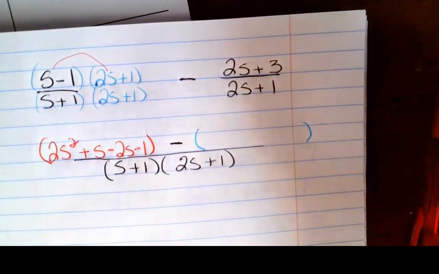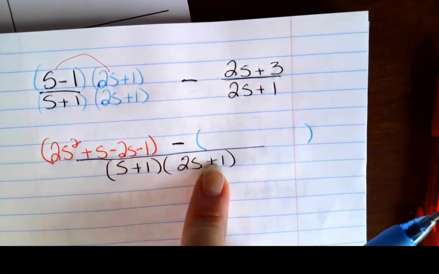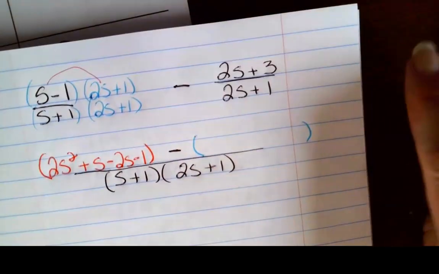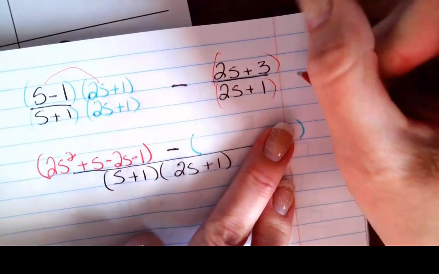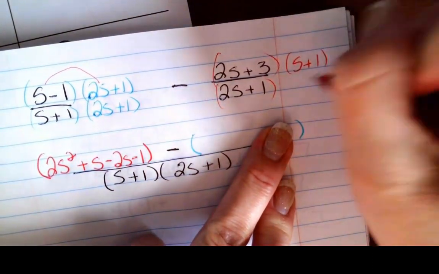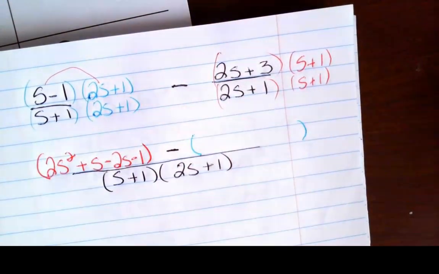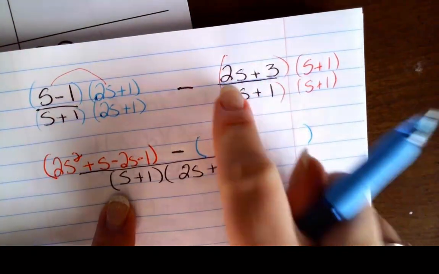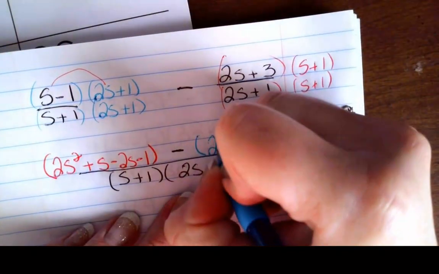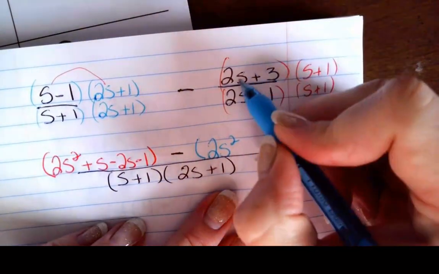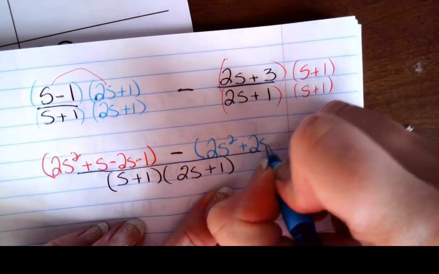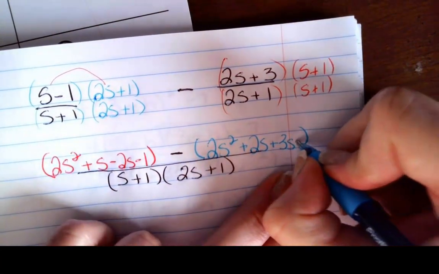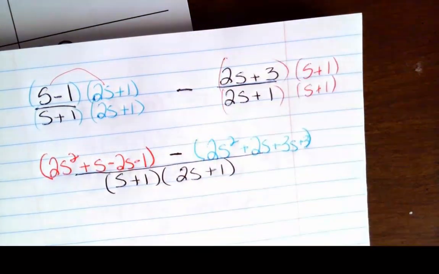For this one, I need my common denominator. I've got the 2s plus 1. What am I missing? I'm missing the s plus 1. So I am going to do top and bottom times s plus 1. Leave your common denominator. I have 2s times s is 2s squared. 2s times 1 is 2s. 3 times s is 3s. And 3 times 1 is 3.